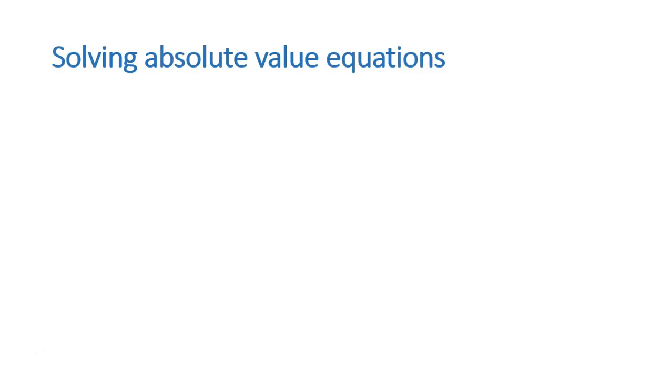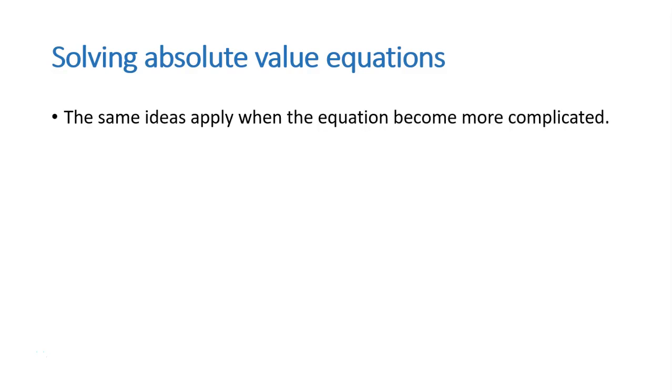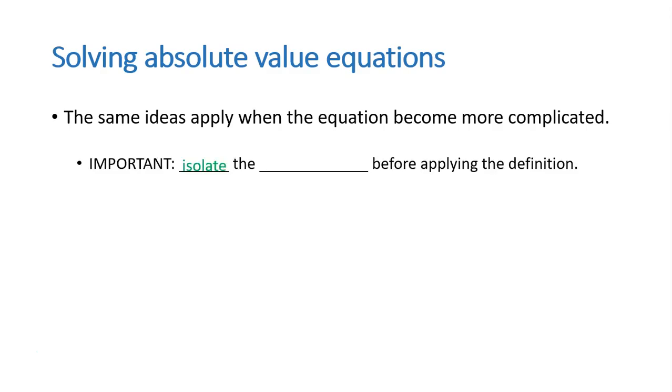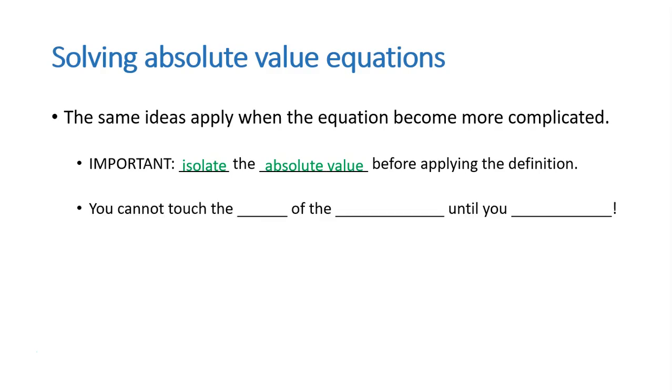Now we're going to take it one step further. So we want to solve just general absolute value equations. The same ideas apply when the equation becomes more complicated. In other words, when we're adding on other numbers in the problem, maybe there are numbers multiplied by the absolute value or added or subtracted onto the end of the absolute value, the same ideas still apply with one additional component. It's important that we isolate the absolute value before applying that distance definition. We can't use the definition unless the absolute value is by itself and it's equal to a number.